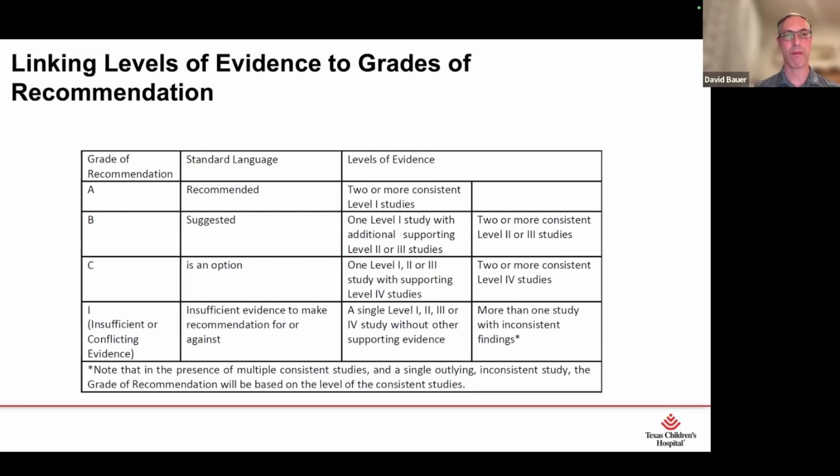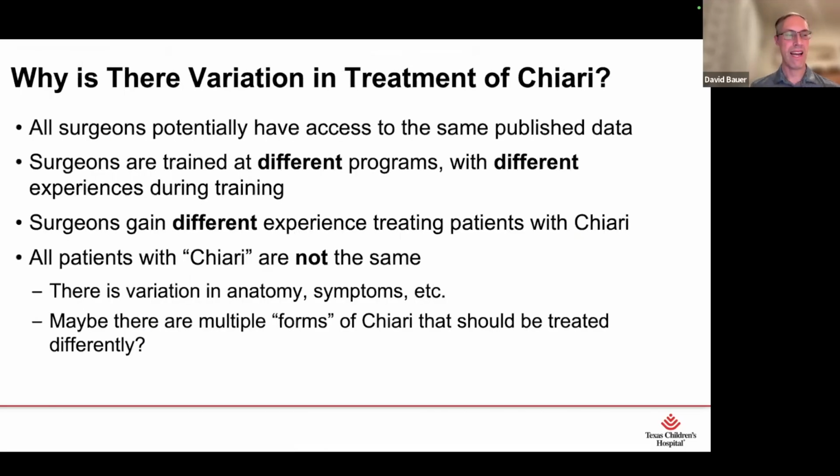A grade C recommendation is an option. And so that means that there's maybe some preliminary evidence supporting that recommendation, but it's not very strong. And I means insufficient or conflicting evidence. And so that means some of the studies showed one thing, some of them showed another, or the studies were very poorly done. And so we really can't make a recommendation.